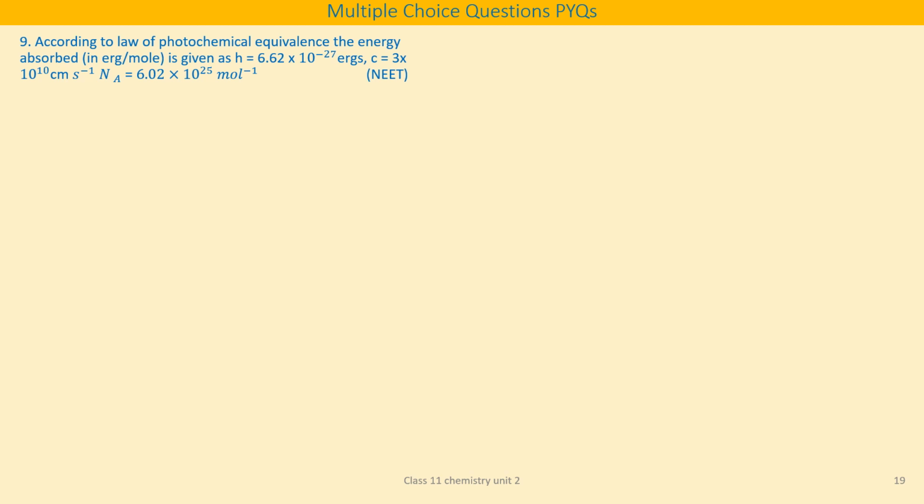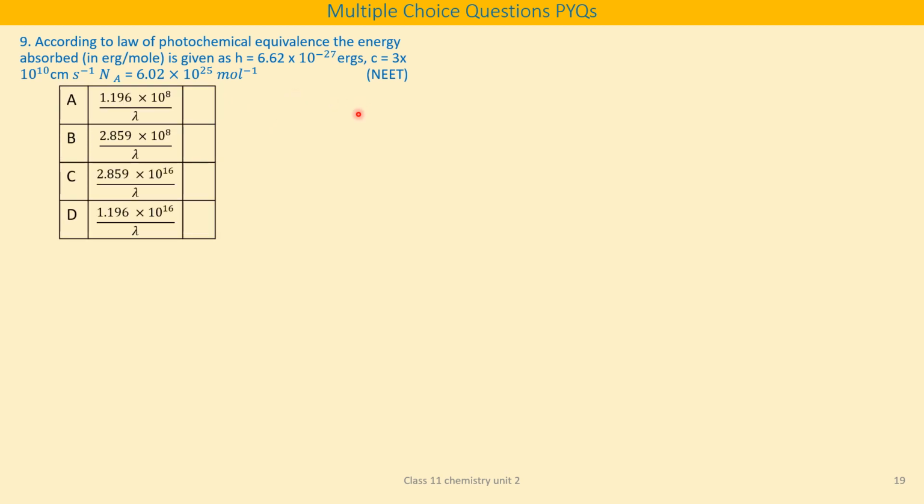We'll continue with some of the previous year's questions. According to law of photochemical equivalence, the energy absorbed in ergs per mole is given as, we have to mark the correct answer, and constant values such as Planck's constant, velocity of light and Avogadro number are also given in the question. This was in the NEET examination.